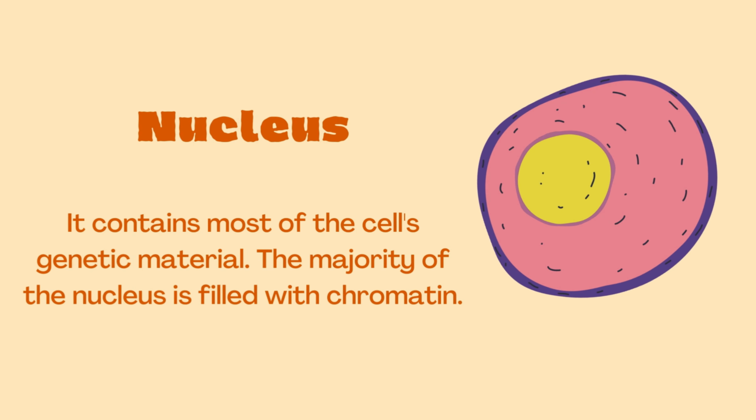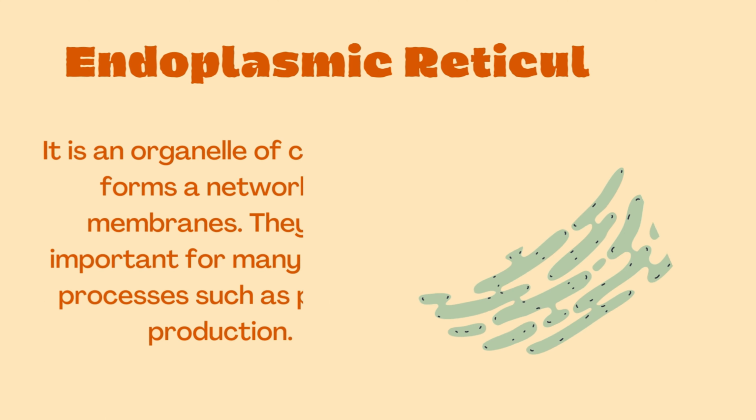Nucleus. The nucleus contains most of the cell's genetic material. The majority of the nucleus is filled with chromatin. So the nucleus is, I would say, the brain of the cell, the center of the cell, that is actually controlling all the activities going on within a cell. It contains all the genetic material, that is the DNA. The full form of DNA is deoxyribonucleic acid. So chromatin contains all these things. Also, nucleic acid is present in the nucleus.